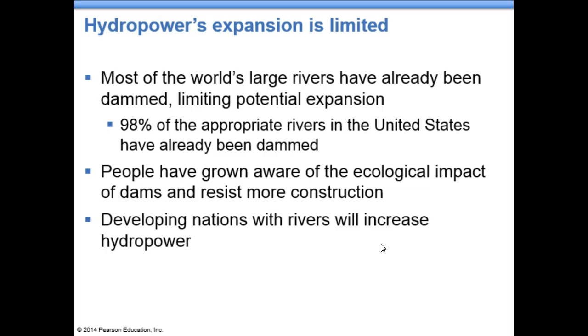So hydropower will likely continue to increase in developing nations that have yet to dam rivers, but in developed nations like our own, hydropower growth is slowing down. The International Energy Agency forecasts that hydropower's share of electricity generation will decline very slightly between now and 2035, whereas the share of other renewable energy resources will triple.